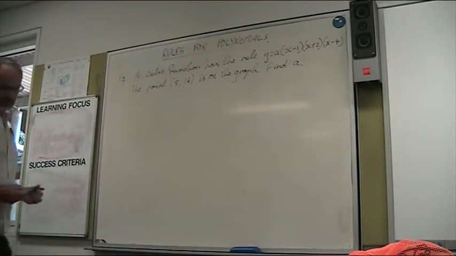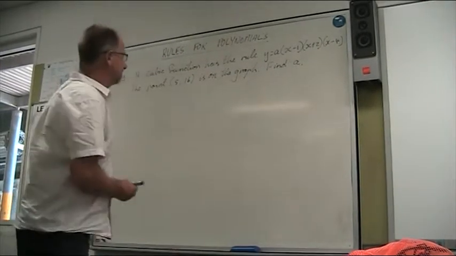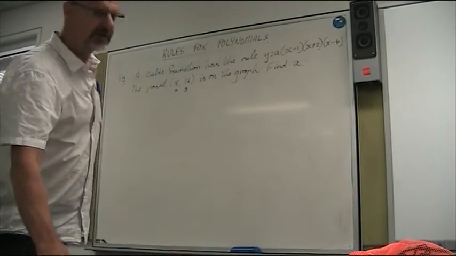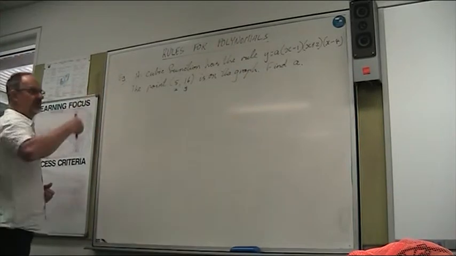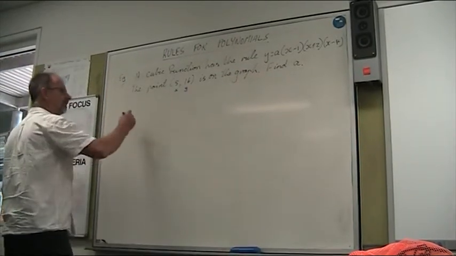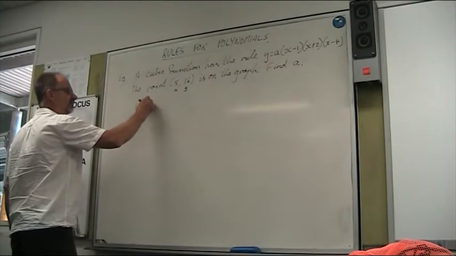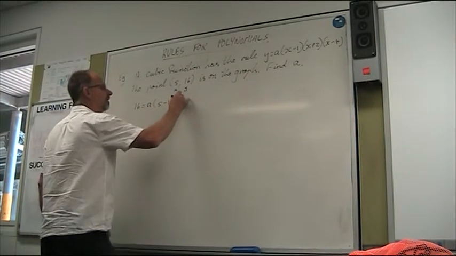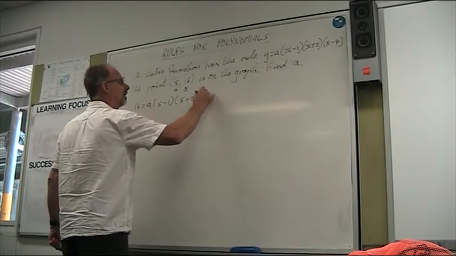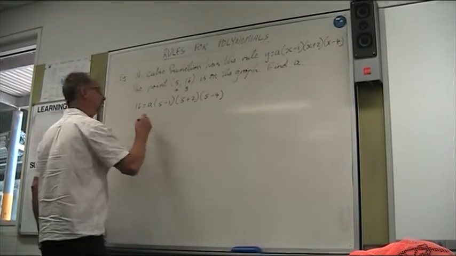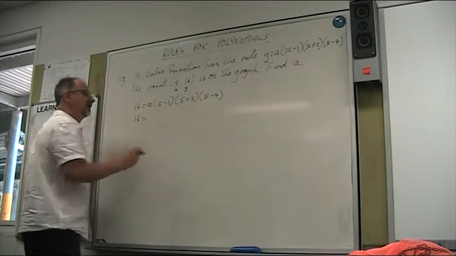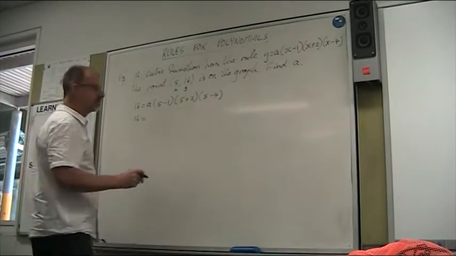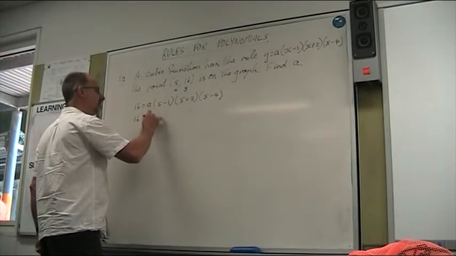So if we're given a point, there are our x and our y values, and so what we can do is enter that information in what we're given. So then 16, which is the y value, is a times (x minus 1), so 5 minus 1, 5 plus 2, and 5 minus 4. And when you do that, you find that that's 28 a.